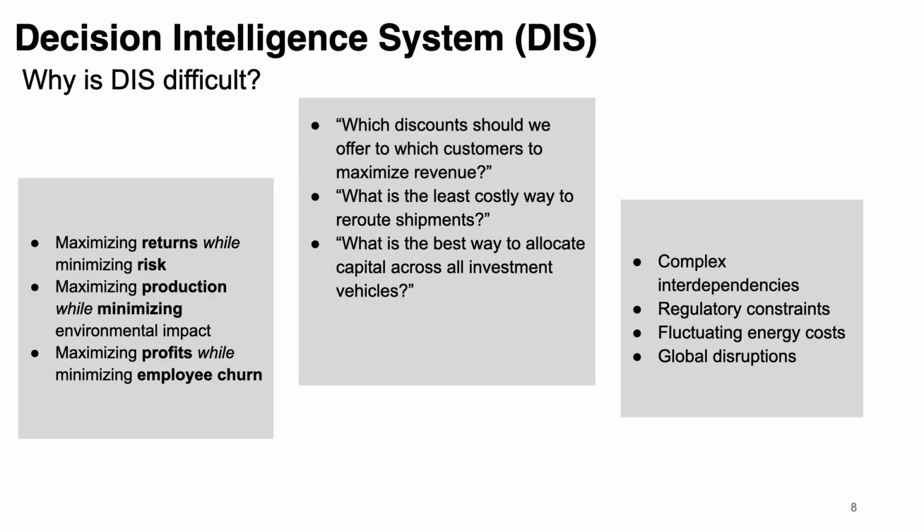The difficulty comes from conflicting goals. You are often trying to maximize production while simultaneously minimizing environmental impact, or maximizing returns while minimizing risk. When you add in complex interdependencies such as fluctuating energy costs, regulatory constraints, and sudden global disruptions, the number of moving parts becomes staggering. TwinODIS is the tool that navigates this mathematical storm to find the one path that satisfies all these competing forces.